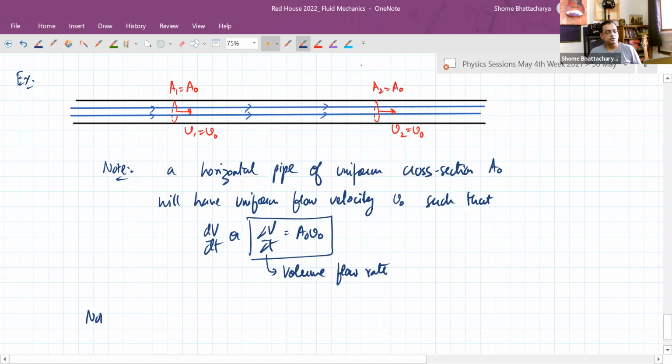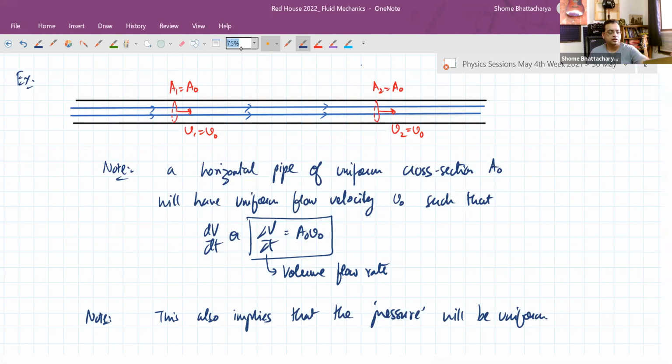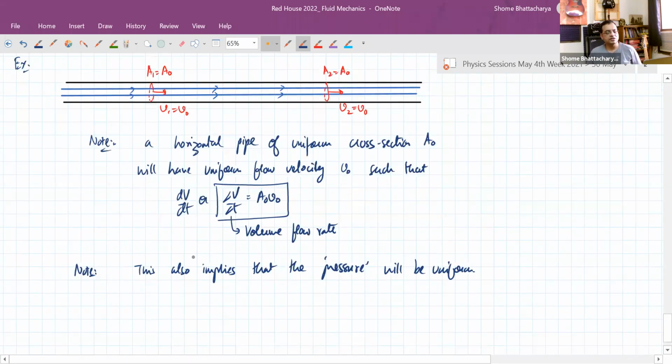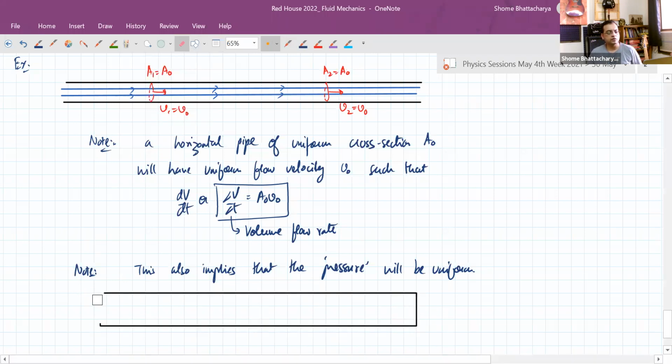But another important thing here is that this also implies that the pressure will be uniform. How do I know the pressure will be uniform? That is from a simple consideration: if you visualize a volume element of fluid as it is going from one section to another within this uniform cross-sectional pipe, now consider a cylindrical element of fluid like this which is moving.